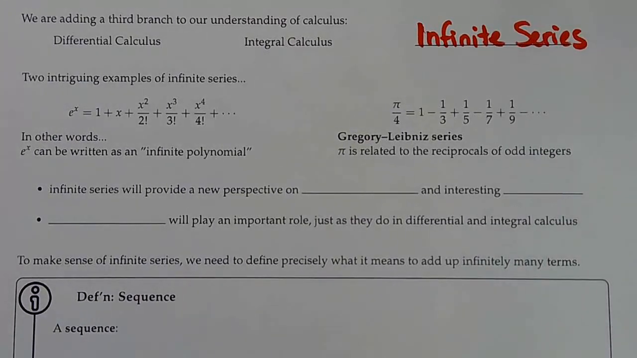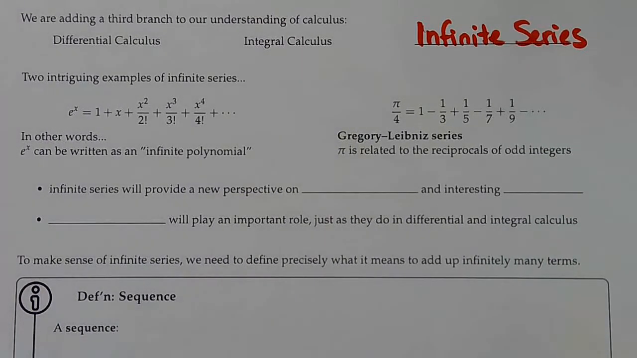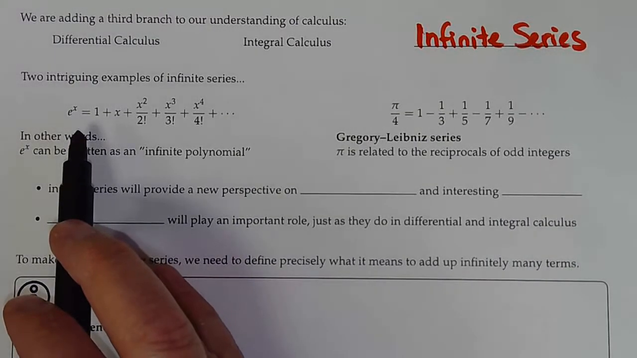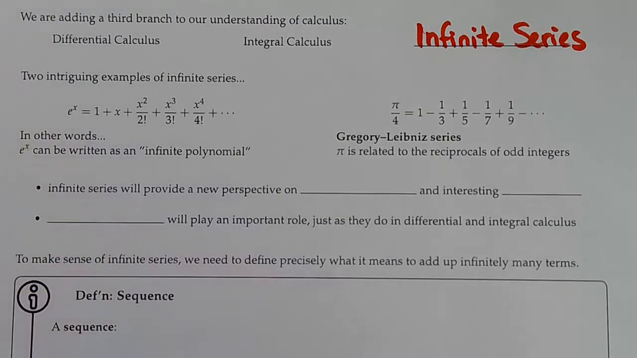Before we get going into this chapter, I want to take a look at two really interesting examples of infinite series. The first one is e to the x, and e to the x is written as 1 plus x plus x squared over 2 factorial plus x cubed over 3 factorial, and so on. The interesting thing about this is it shows that e to the x can be written as an infinite polynomial. And we'll actually look at how that's derived in Chapter 10, so you don't just have to take my word for that.